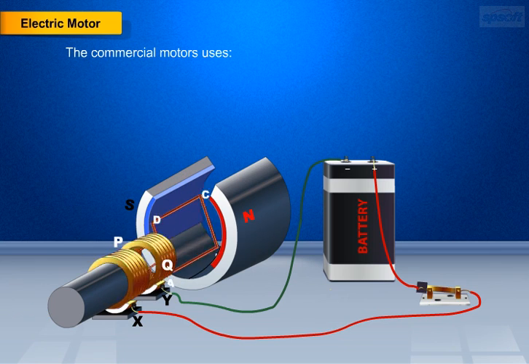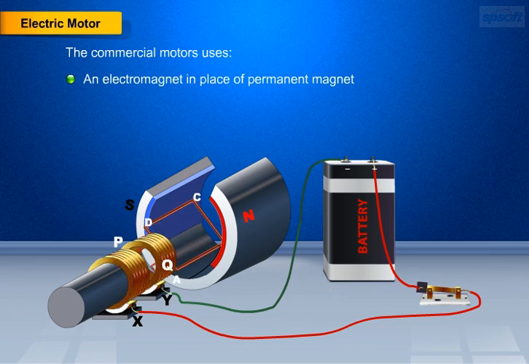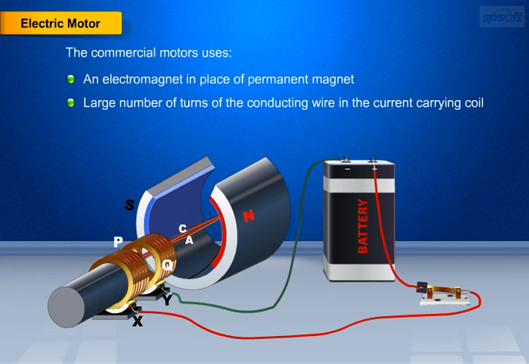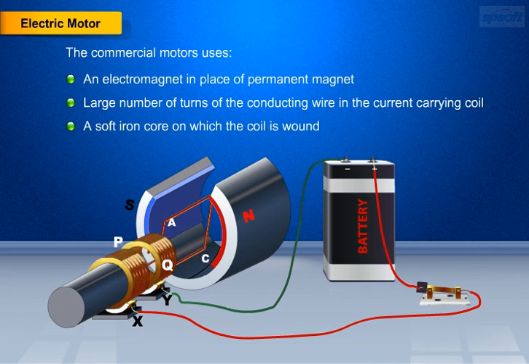The commercial motor uses an electromagnet in place of a permanent magnet. It has a large number of turns of the conducting wire in the current-carrying coil, and a soft iron core on which the coil is wound.